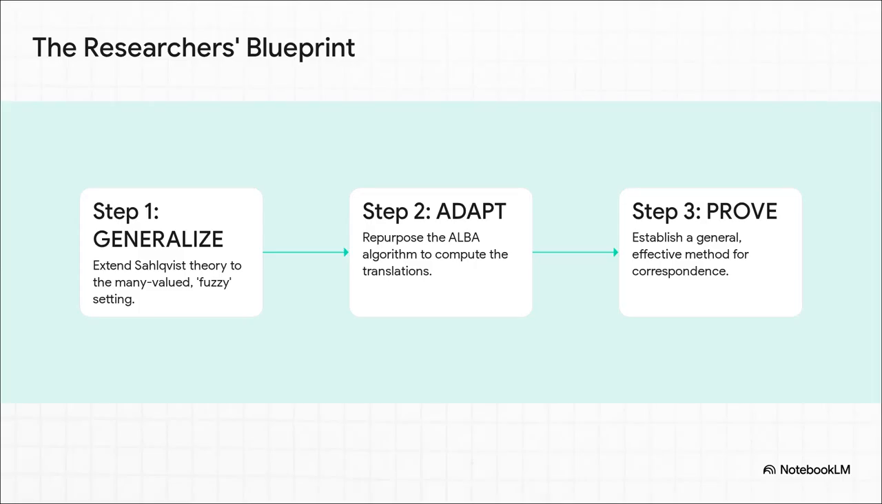And their approach was just brilliant. Instead of starting from scratch, they took these powerful tools that already existed in classical logic and just cleverly adapted them. First, they took something called Sahlqvist theory. You can think of it like a master blueprint for logic, and they stretched it to work in this new fuzzy setting. Then, they repurposed this powerful algorithm called ALBA to act as the engine for the translation. And what they got was a reliable, proven method to finally bridge these two worlds.